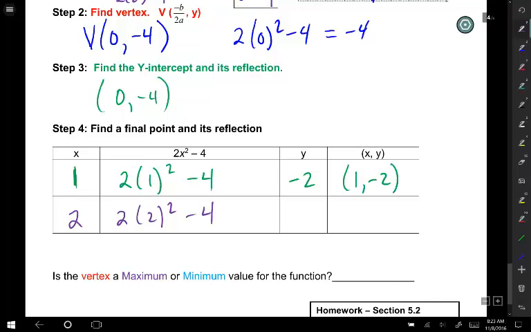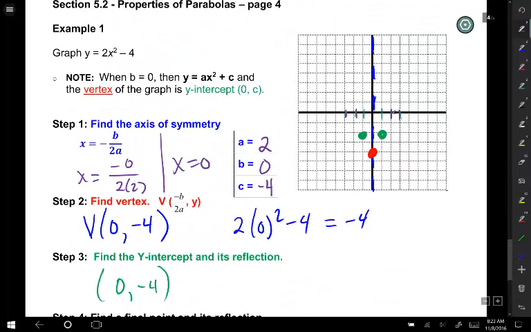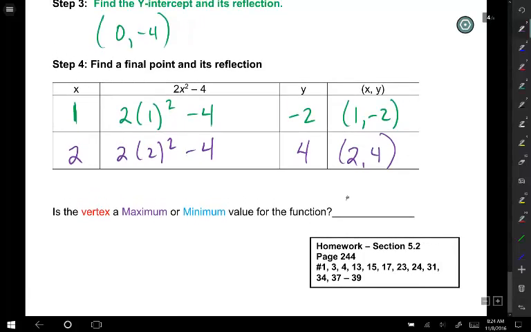2 times 2 squared minus 4. 2 squared is 4. 4 times 2 is 8. 8 minus 4 is 4. So we have the point 2, comma, 4. We sketch that. 2, comma, 4. And we flip it. Got a pretty good feel of what our graph looks like. Questions there? By the way, our red dot, our vertex, max or min? Min? Okay, so let's put that down there. Now, any questions?